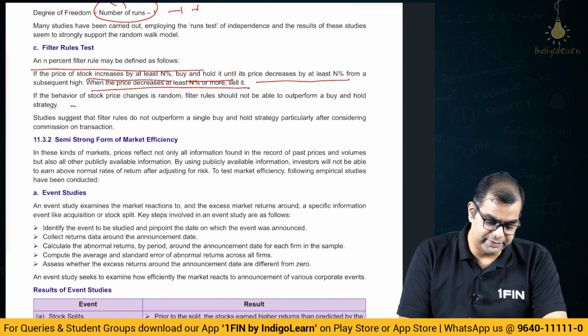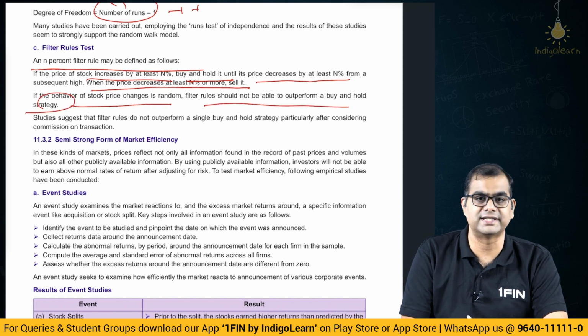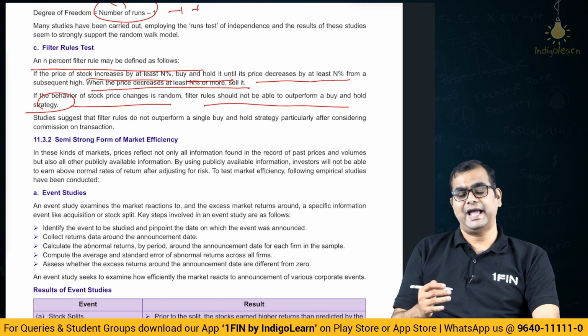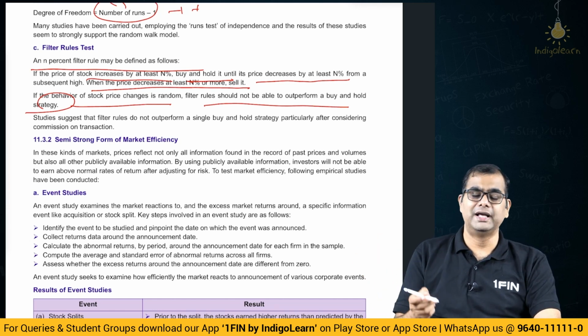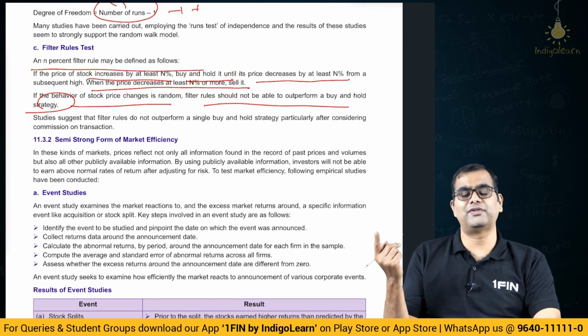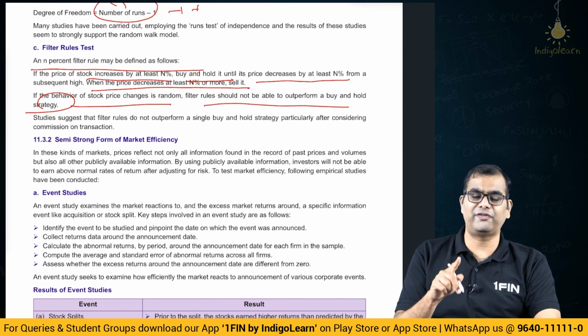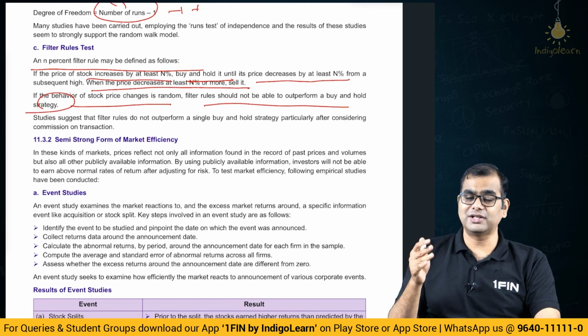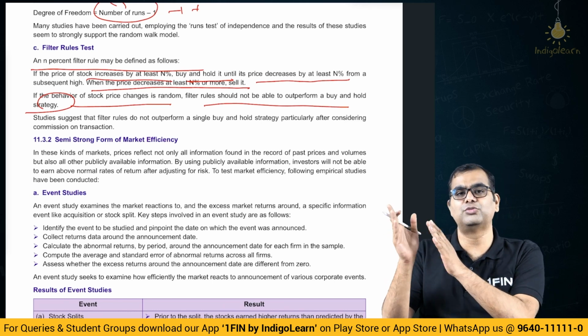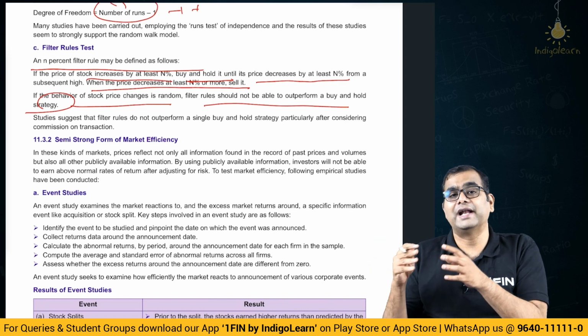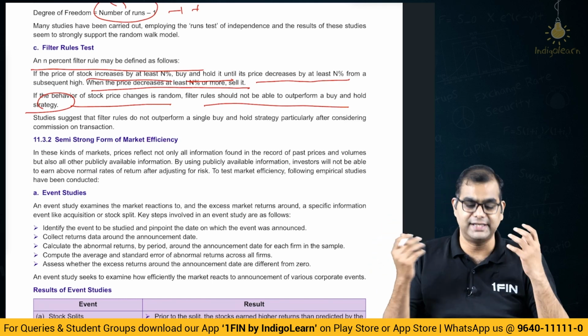Like that you do, and if the behavior of stock price is random, the filter rule should not be able to outperform a buy and hold strategy. So, if you do this kind of strategy and compare it with buy and hold, it should not outperform a buy and hold strategy. If it outperforms, then it is an inefficient market because there is momentum. Whenever it is moving up, it keeps moving up. Whenever it is going down, it keeps going down. And those kinds of price changes have to be necessarily random.